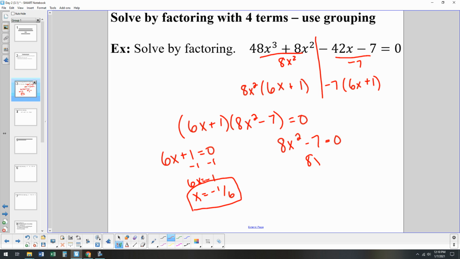So we'll add 7, divide by 8, and this is like the lesson we learned last time. When you're taking the square root, we're going to make sure that we take the positive and negative answer. And for now, we're going to just worry about the decimal. So if I divided 7 by 8 and took the square root of that, I would get about 0.94. So my 3 answers, and I know there's 3 answers because it's an x to the third, are negative 1/6, positive 0.94, and negative 0.94.